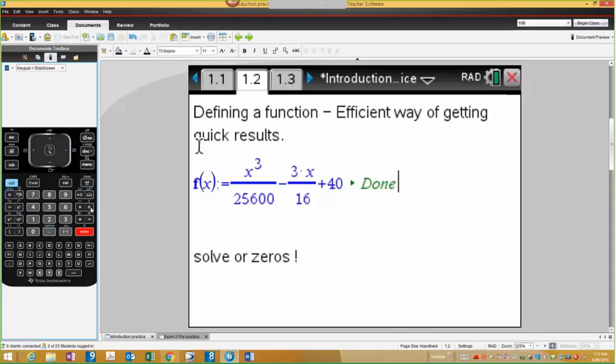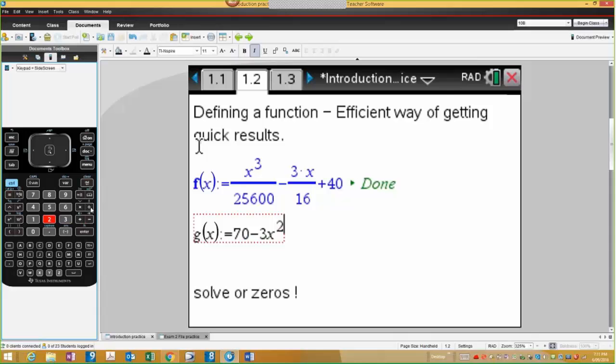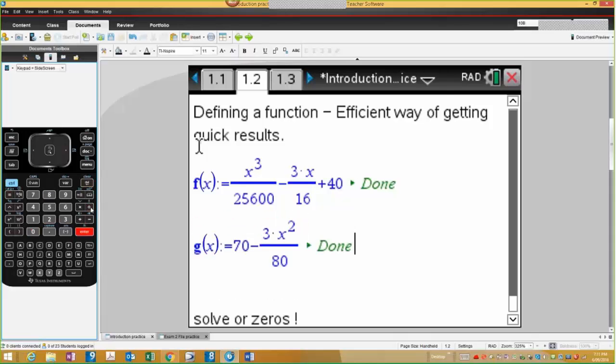So I've defined a function. What I'll do is also define a second function, same way. So Control M to open up a maths box. There are a pair of functions defined which are fairly similar to a pair of functions that were on last year's exam 2.